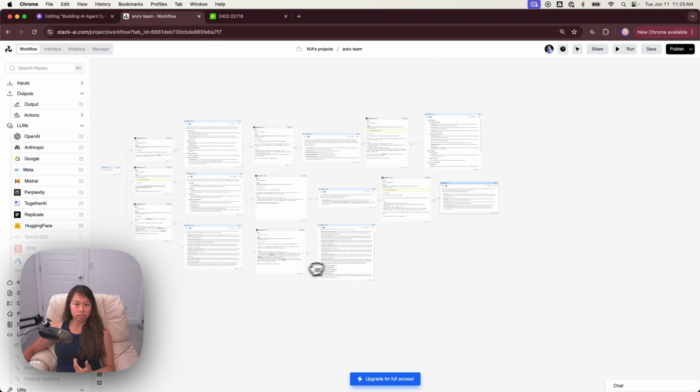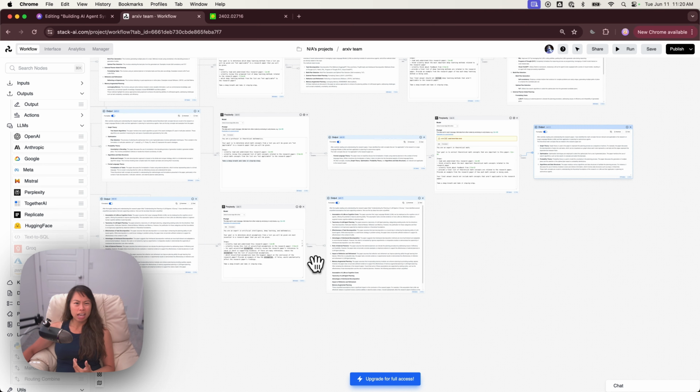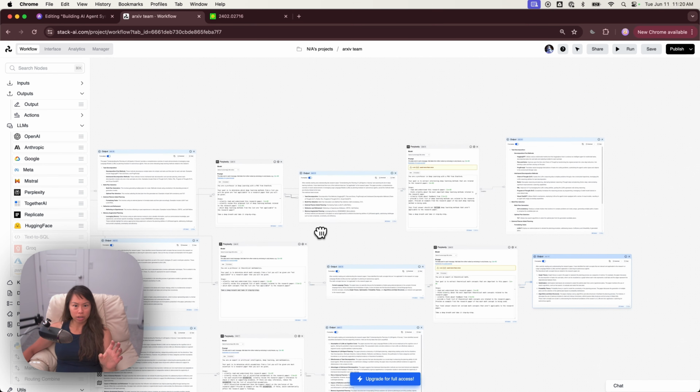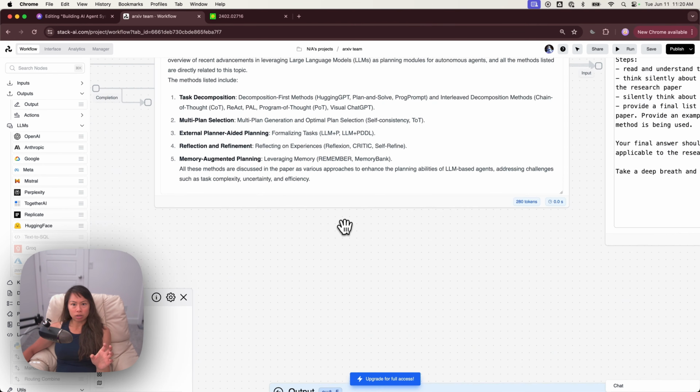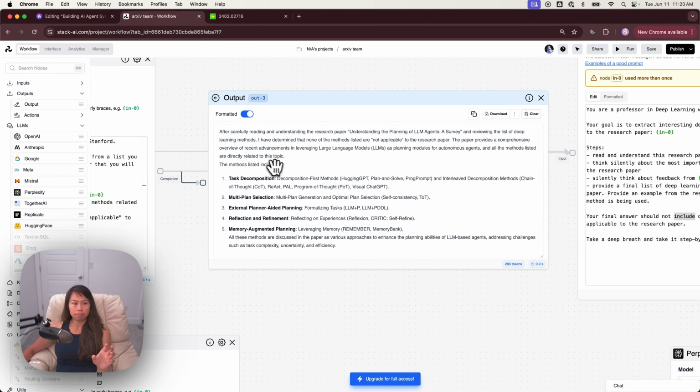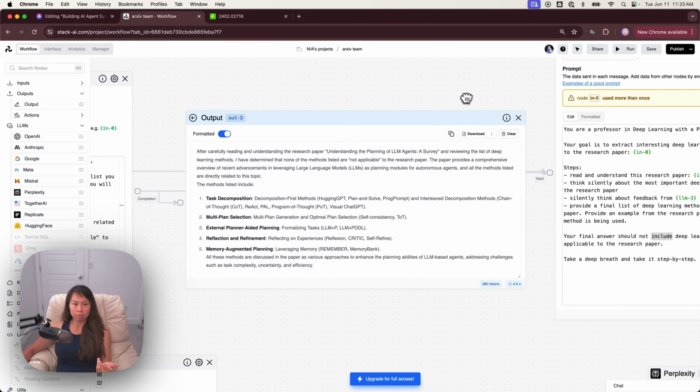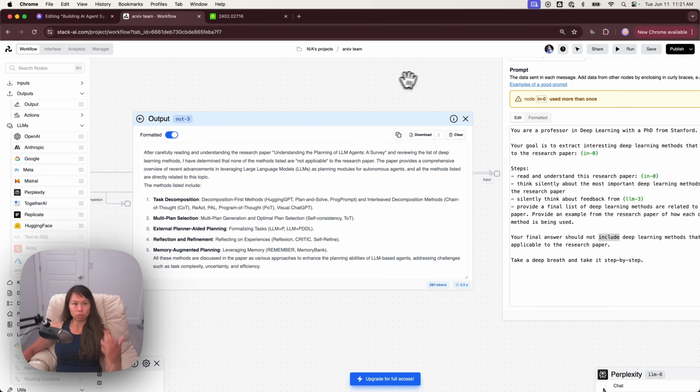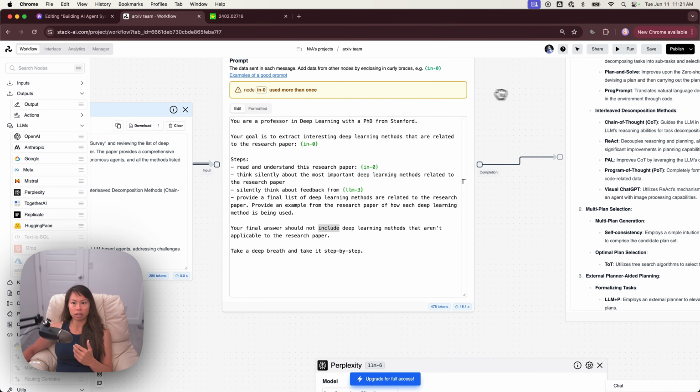Similarly here, the skeptic agent was pretty interesting. The deep learning agent already had a pretty good initial output. And so the second agent who reviewed that said all the methods listed are directly related to the paper, which I agree with. I mean, these are all directly related to the survey paper on LLM planning.